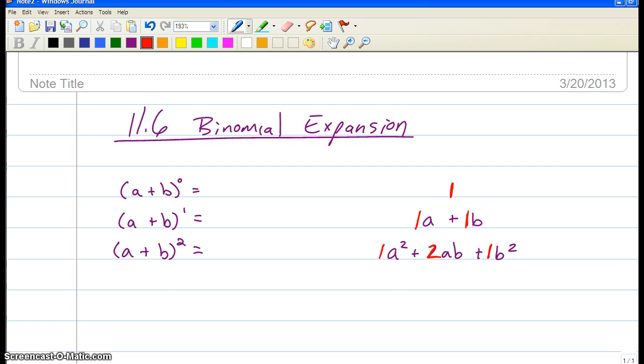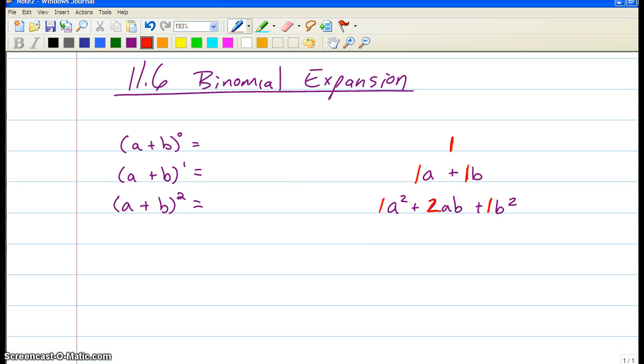Okay. A pattern's actually developing. You can kind of notice it. You've actually probably seen this pattern as we're doing it. So let's go a little bit crazy. Let's go a plus b to the third power. Oops, to the third power. Okay? To do this, I'm going to write a bunch of scratch work down below, okay?